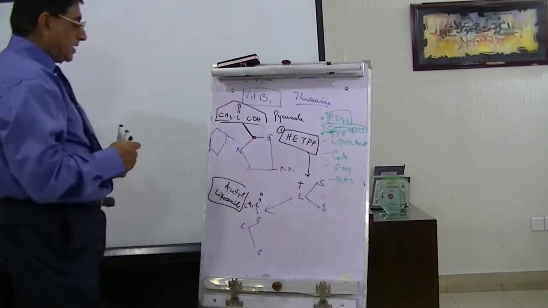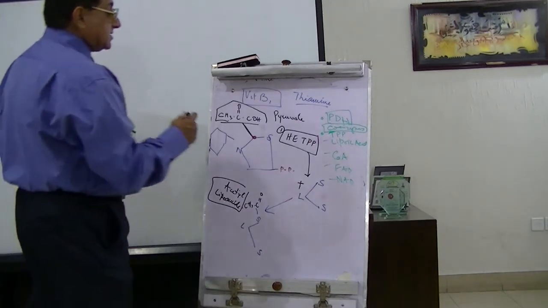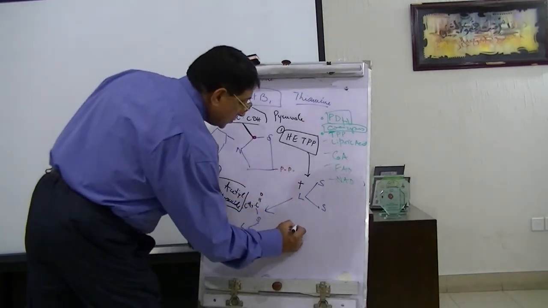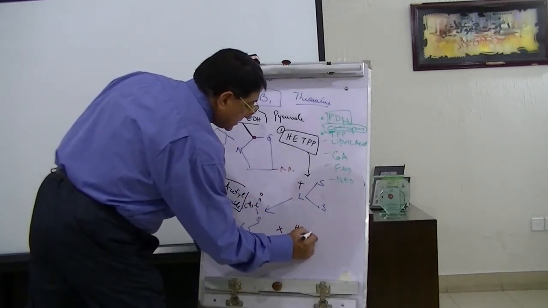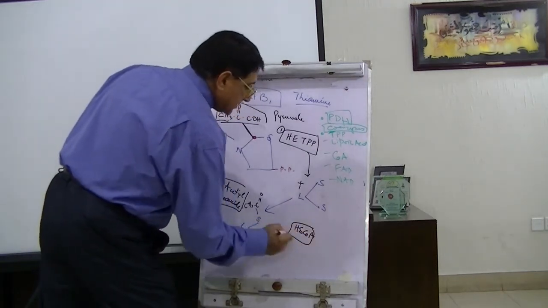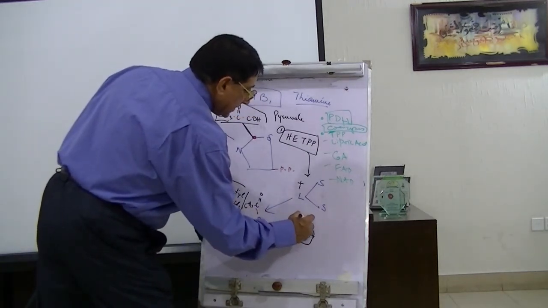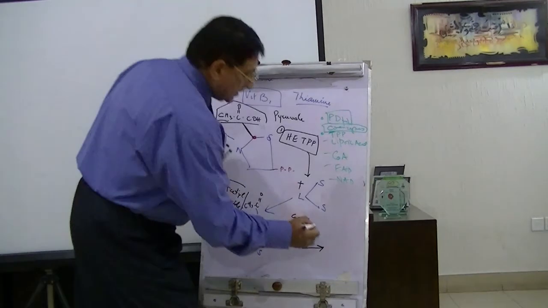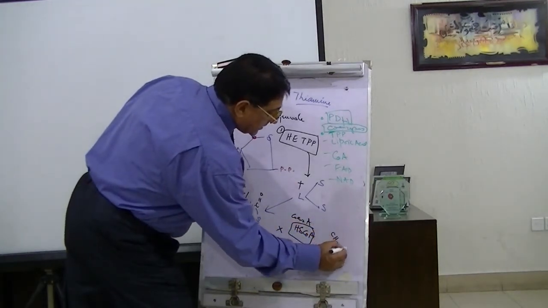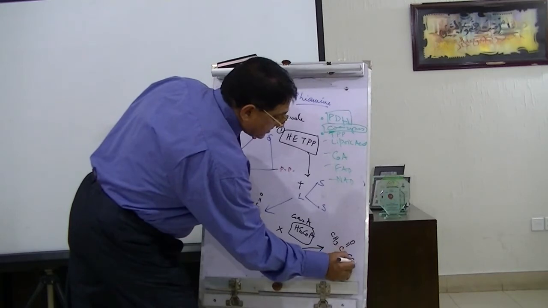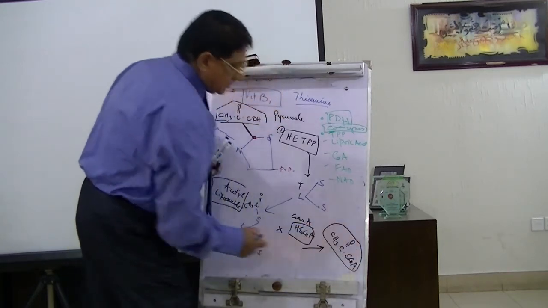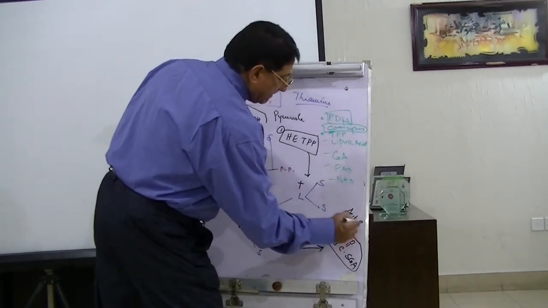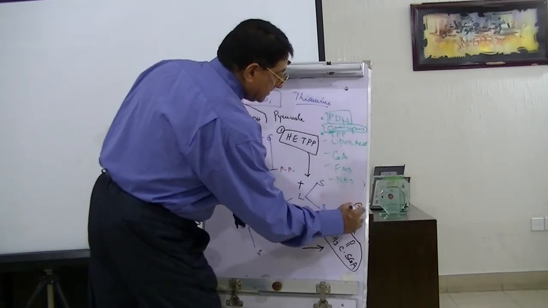CH3CO. This is step number 2. Number 3 is that it is attached to coenzyme A. That is called coenzyme A. It will lead to the formation of acetyl-CoA, that is CH3COSCoA. This is called acetyl-CoA. This is step number 3.